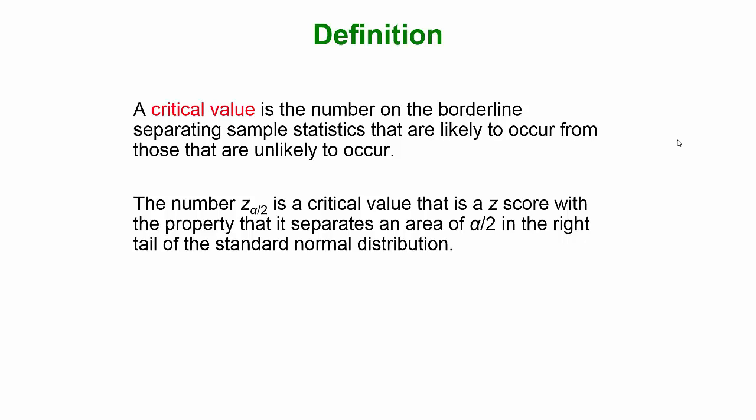A critical value is the number on the borderline separating sample statistics that are likely to occur from those that are unlikely to occur. The number z sub alpha over 2 is a critical value that is a z-score. It has the property that it separates an area of alpha over 2 in the right tail of the standard normal distribution.